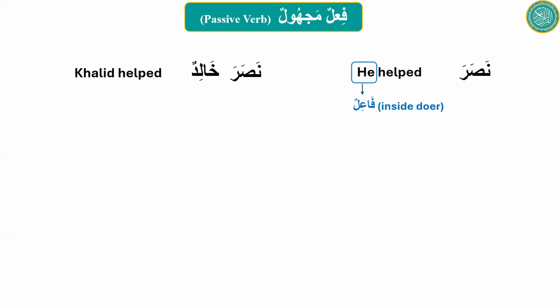Okay, so who else wants to work with me? Brother Musa Ilyas. Assalamualaikum. Walaikum Assalam. Brother, nasara, what does nasara mean? He helped. What does nasara Khalidun mean? Khalid helped. So this he, what we used to call this he is an inside doer. He is a fa'il, or in English we call it inside doer.